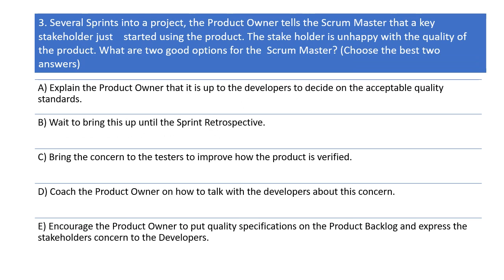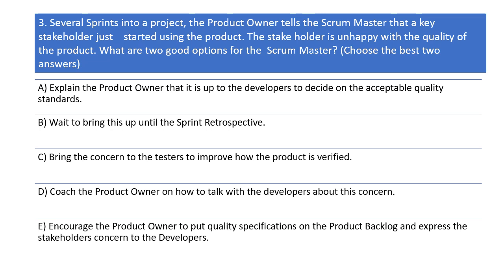Question number 3. Several sprints into a project, the product owner tells the Scrum Master that a key stakeholder just started using the product. The stakeholder is unhappy with the quality of the product. What are 2 good options for the Scrum Master? Choose the best 2 answers.